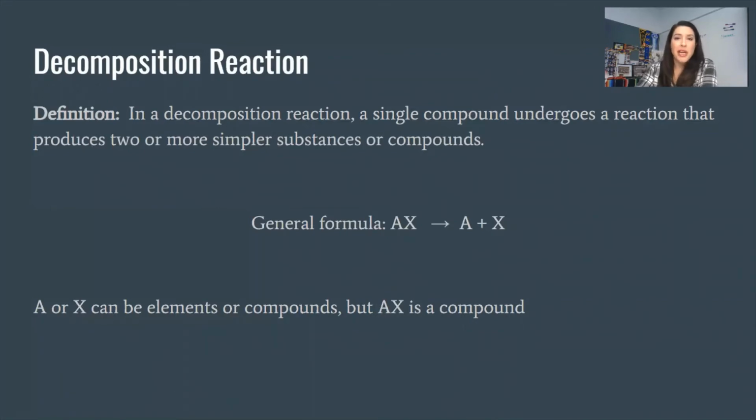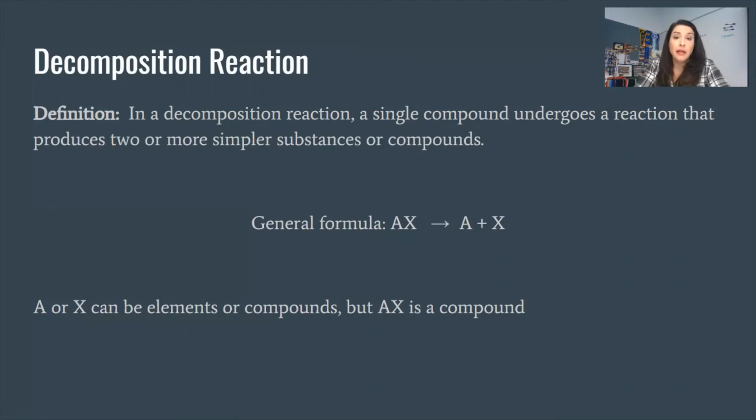The next type of reaction that we are going to look at is called a decomposition reaction. Now, in a decomposition, this is almost the opposite of a synthesis reaction. A single compound undergoes a reaction that produces 2 or more simpler substances. So you're taking something that's more complex and breaking it down into smaller, simpler substances.